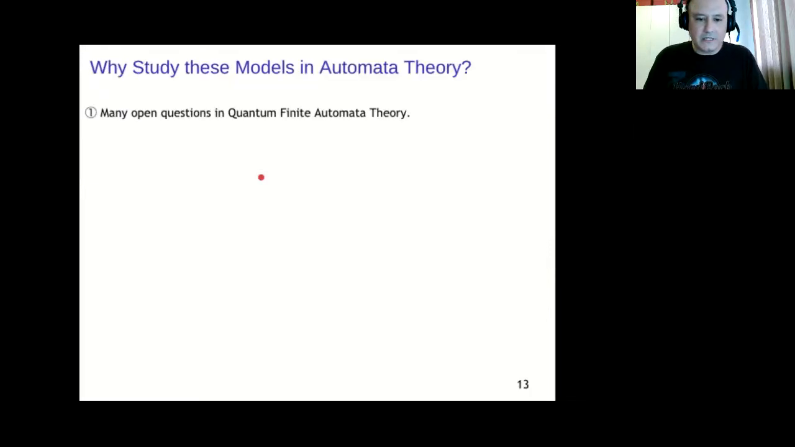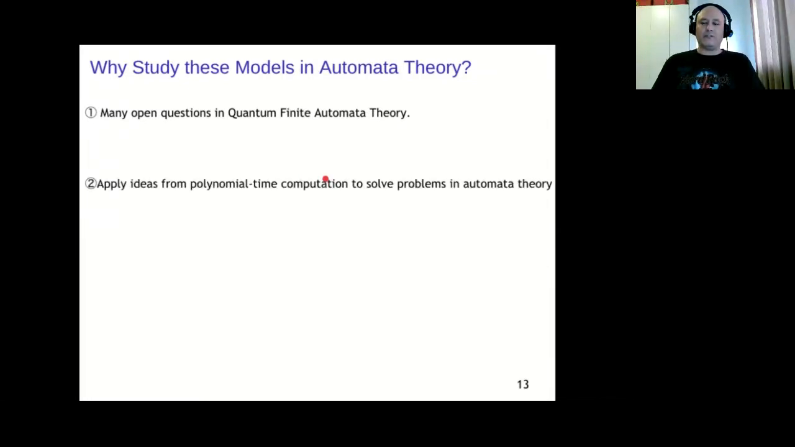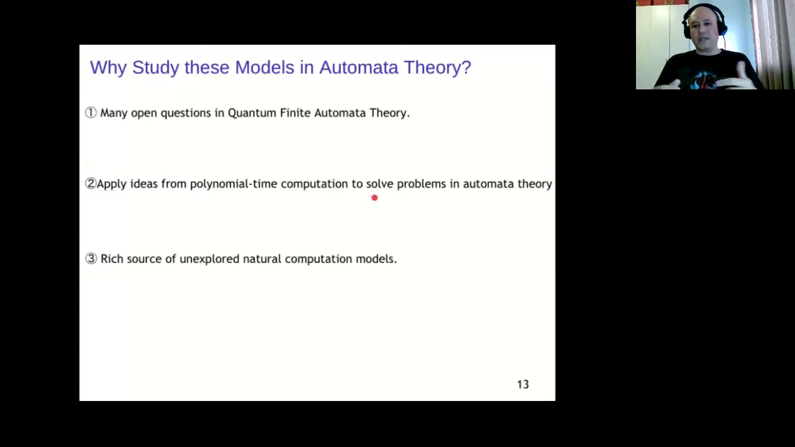So why do we want to do this? There are many open questions in quantum and finite automata theory, and in automata theory in general. The idea is to use techniques from complexity theory and see which of these techniques work to prove some of these open problems and which don't. So the idea is to borrow ideas from classical complexity theory to this interactive proof system with weak verifiers. And of course, as you saw here, we have a lot of new models of computation that are really interesting to study by themselves.